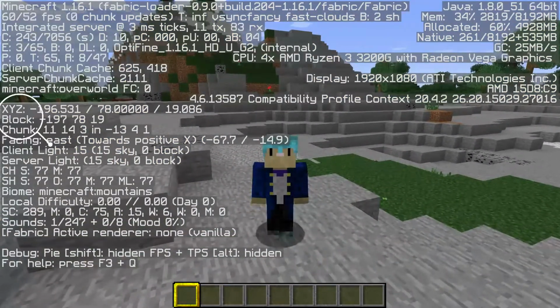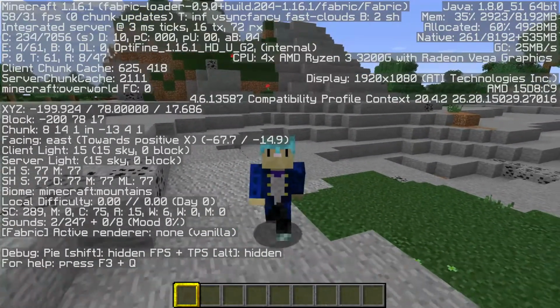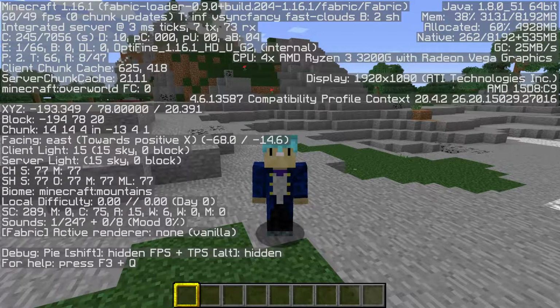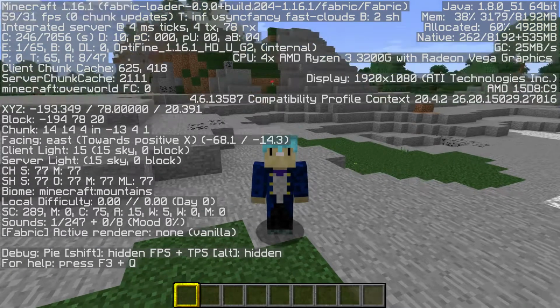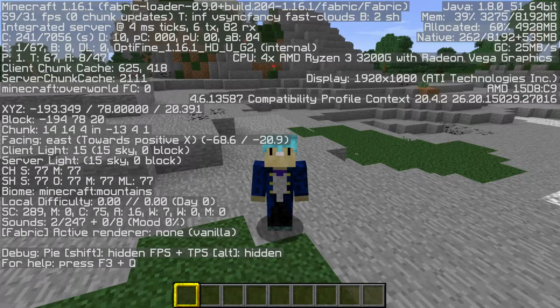And underneath that we have block, and that shows us where we're stood in the world, which block we're actually stood on directly beneath our feet. It's very similar to above, the X, Y, Z. It's given in the same format. So we're stood on X -194, Y 78 and Z 20.